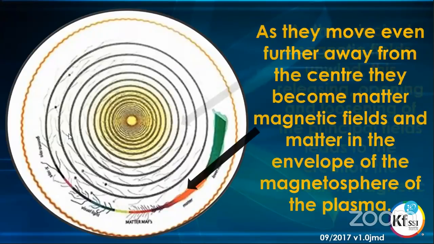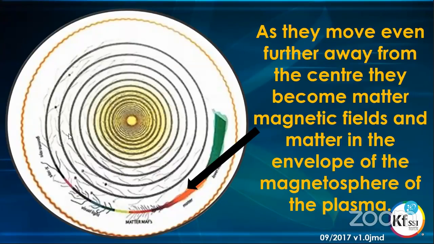And then as these move even further away from the center, they become the matter magnetic fields and the matter in the envelope of the magnetosphere of a plasma. So that's at the very outer edges. It's the weaker of the fields. So when we look at the spiral the other way around, going from the outside inwards, we start on the outside with the very weak fields. And as we go in towards the center, we get stronger and stronger fields.